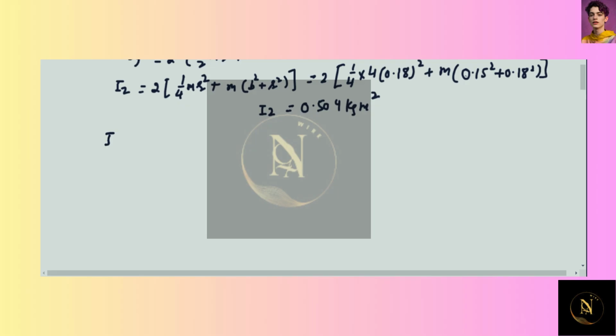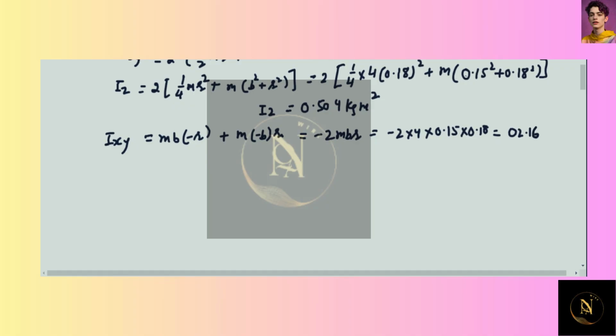Moment of inertia of xy plane, m d into minus r plus m into minus d into r, that means minus 2 m d r, 0.216. Along xz axis.